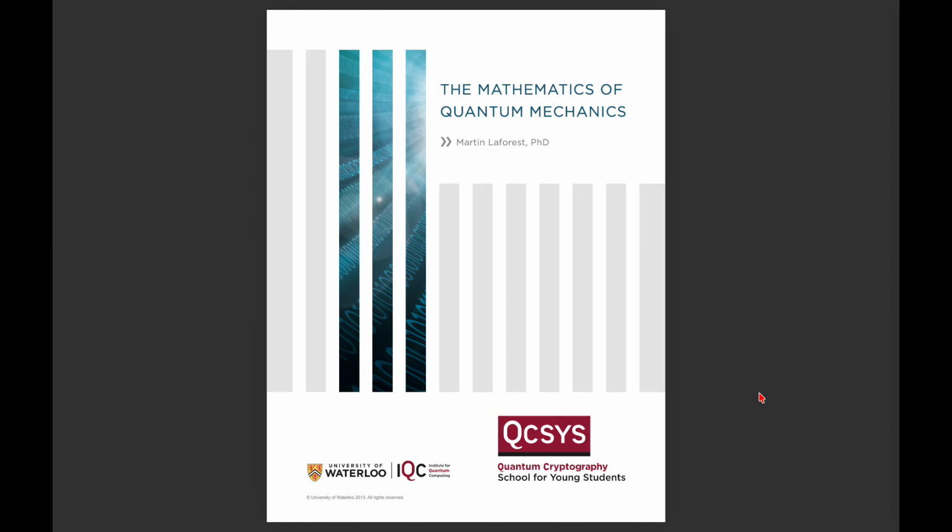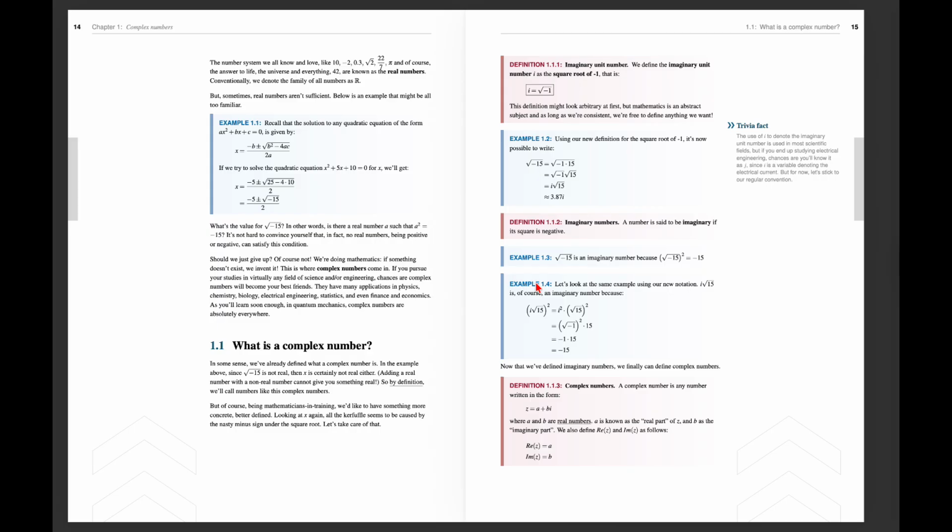Hey everyone. I'm gonna update you on what I've learned about quantum mechanics and its mathematics. Essentially, I've learned it from the book called The Mathematics of Quantum Mechanics. I've learned from the first two chapters again, which are called Complex Numbers and Linear Algebra.